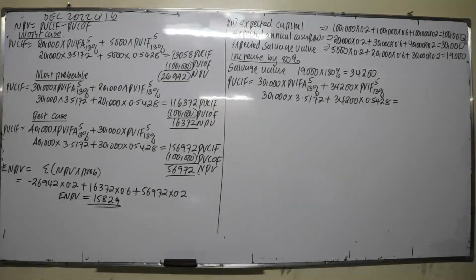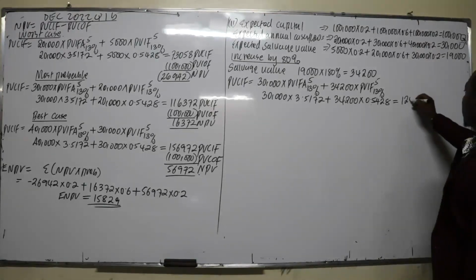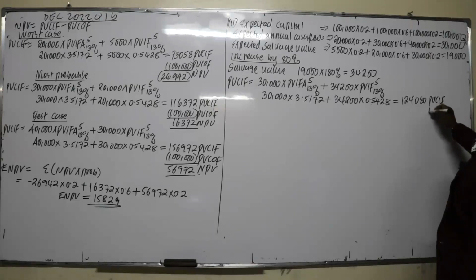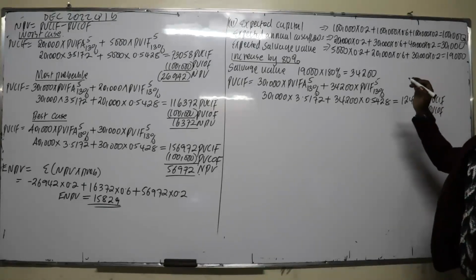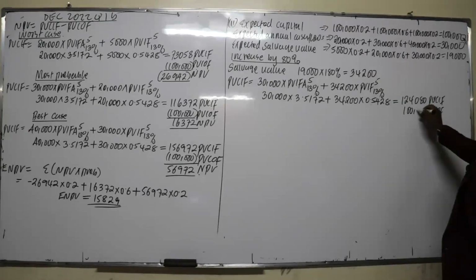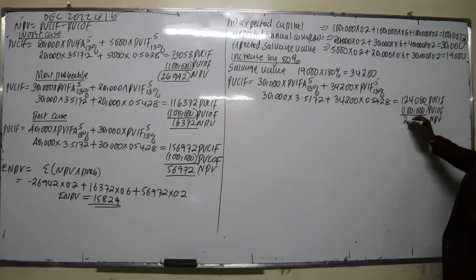You are getting 124,08, yeah? So that's the present value of cash inflow. To get NPV, that's the present value of cash outflow, the initial capital, it's 100,000. So the net present value will be 24,000.